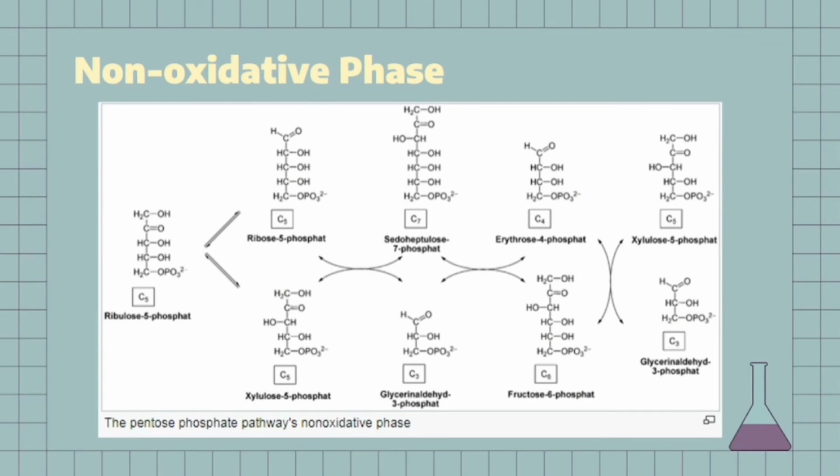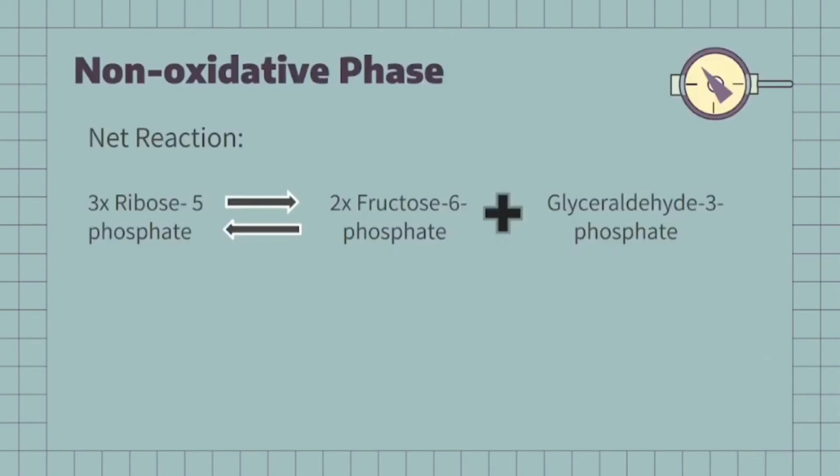We will take two carbon groups from xylulose 5-phosphate to create fructose 6-phosphate, and then we are going to take two carbon groups again from xylulose 5-phosphate to form glyceraldehyde 3-phosphate. This is the net reaction of the process. So as we sum up all four processes, this is what we actually get.